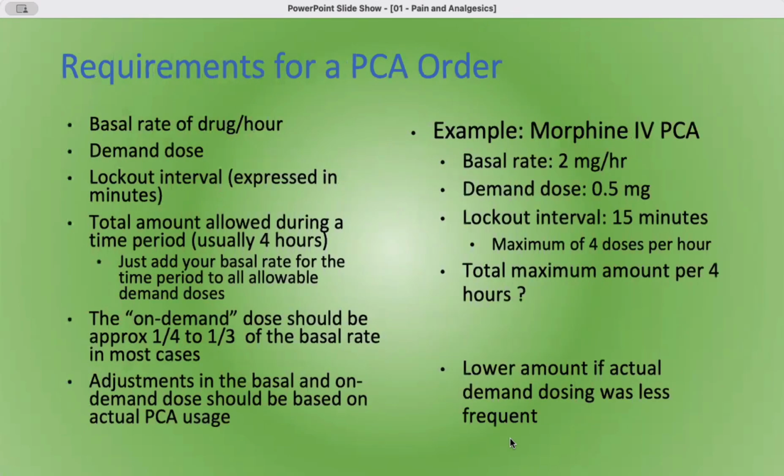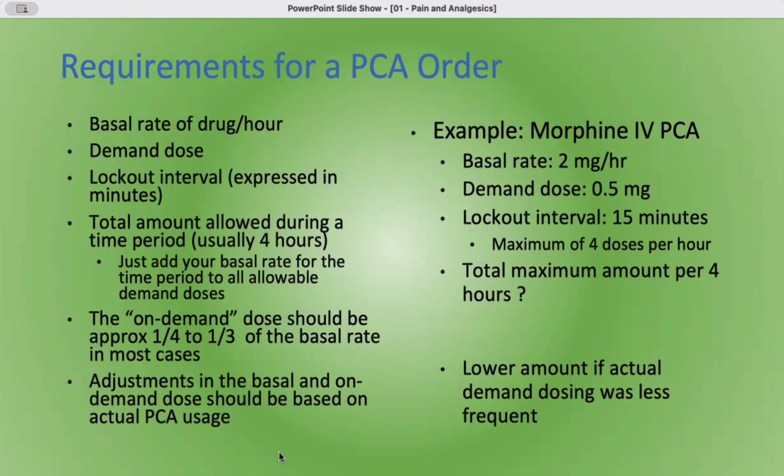As a provider, you will need to write for the basal rate, if it's applicable, the dose that is given on a demand basis, and then something called a lockout interval. So it does not allow for unfettered patient dosing, meaning that you can't just allow the patient free, continuous on-demand dosing as much as they want. The lockout interval basically establishes a period of time between which patients cannot repeat that on-demand dose. All right, so that's usually in minutes. And then total amount allowed during a time period. So typically the on-demand dose is about 1/4 to 1/3 of the basal rate.